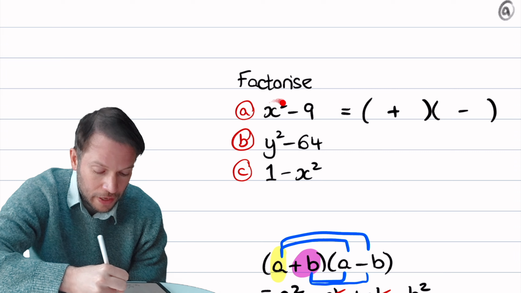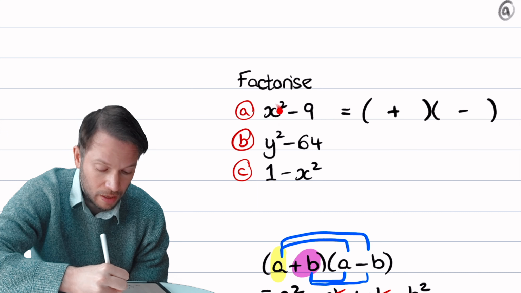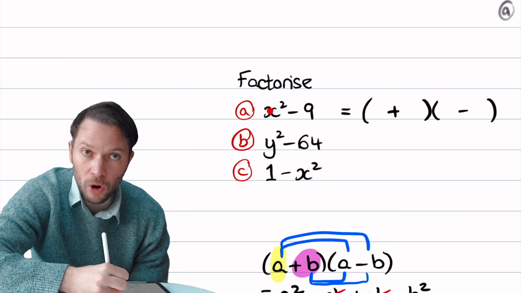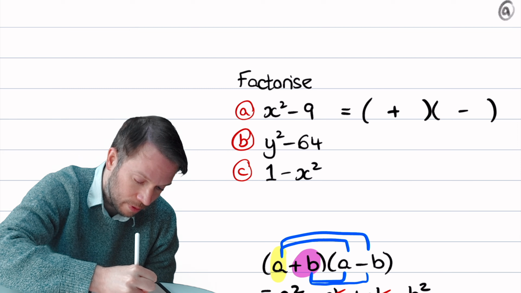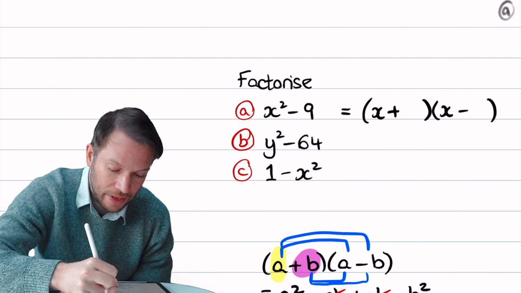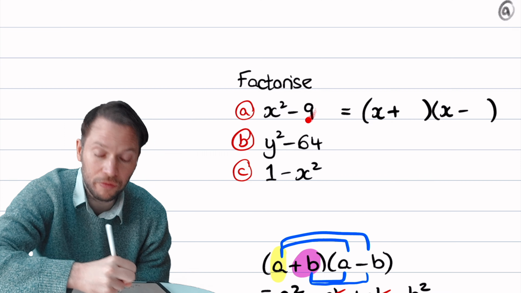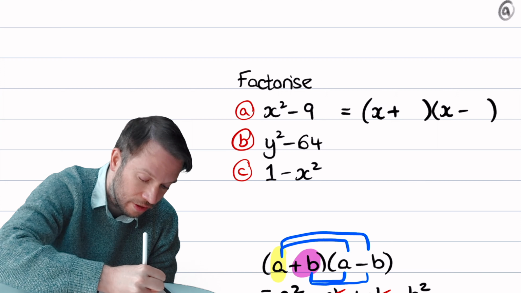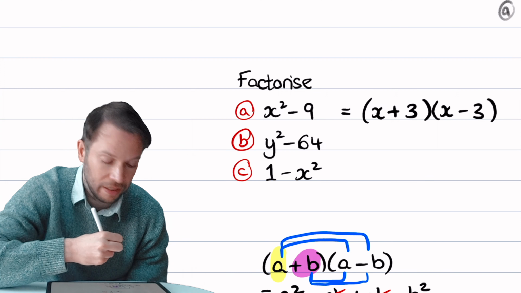And then what we do is we square root each of those two things. So you square root the first thing first. So the x squared, you square root it. Or another way of saying that is what squared would give you this? Well, it's just x. The square root of x squared is just x. And then you square root the second thing. So the 9 square rooted is 3. And you put that as the second thing of each of these two brackets like this. So that is the complete factorisation.